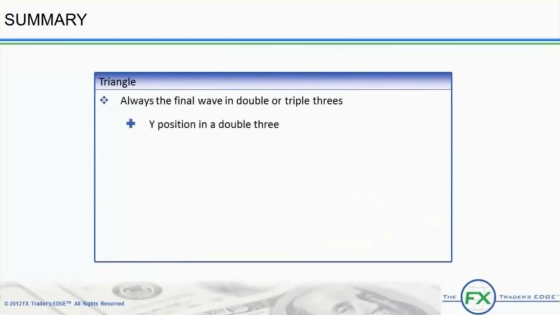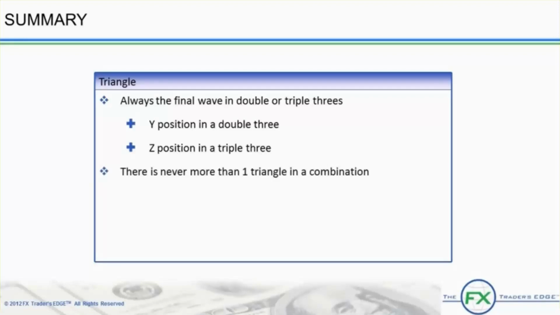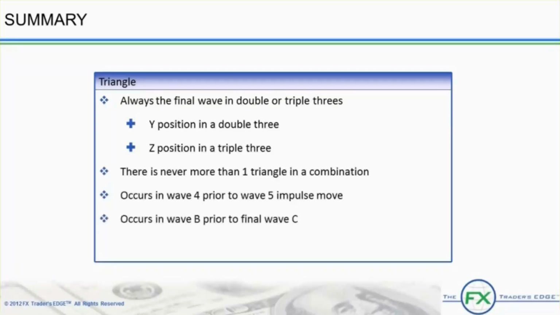To summarize about triangles, triangles are always the final wave in double or triple threes. So for example, the Y position in a double three or the Z position in a triple three. There is never more than one triangle in a combination. A triangle occurs in wave 4 prior to wave 5 impulse move. A triangle occurs in wave B prior to final wave C. Complex triangles can occur in wave E of a 9-wave form.